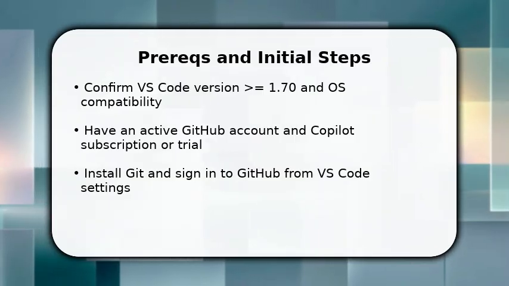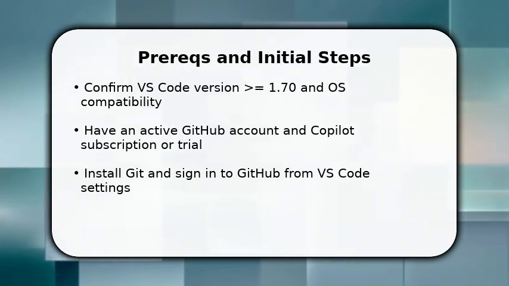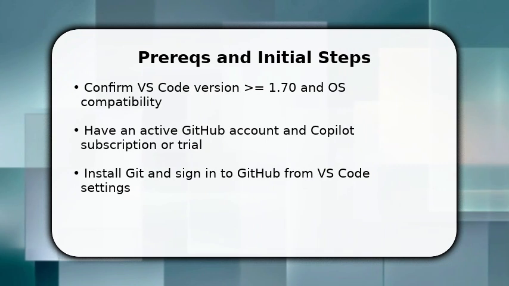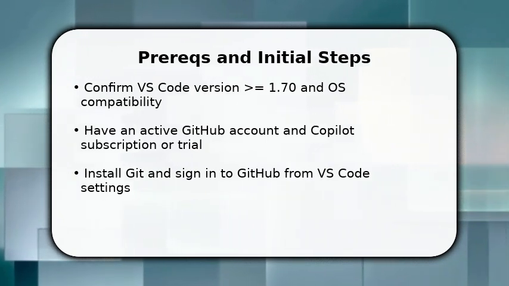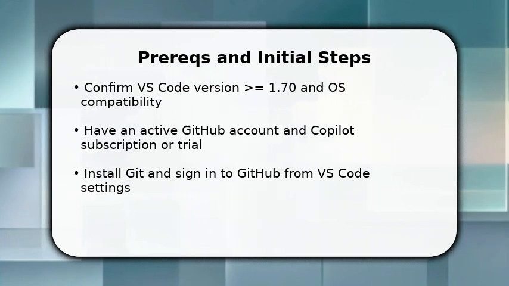You start by verifying prerequisites. VS Code updated and Git installed so extensions and auth work reliably. Once confirmed, open VS Code and sign into GitHub using the Accounts menu. This links your Copilot license.